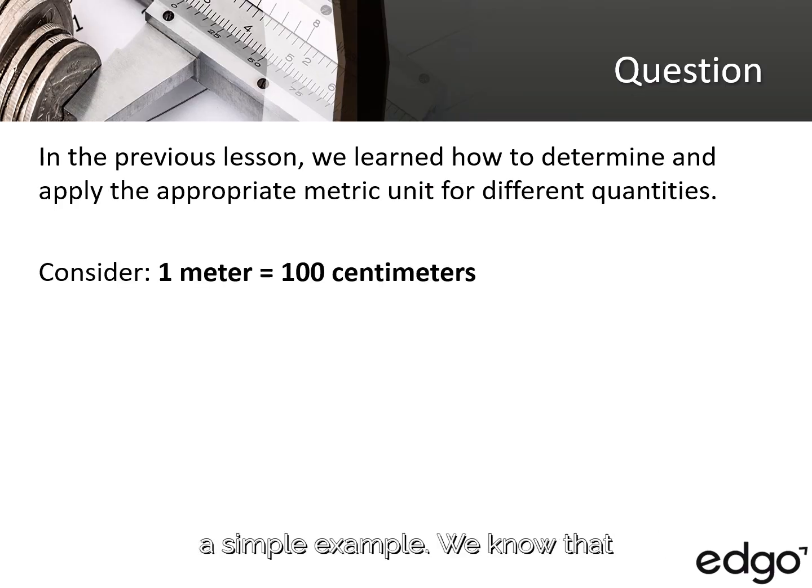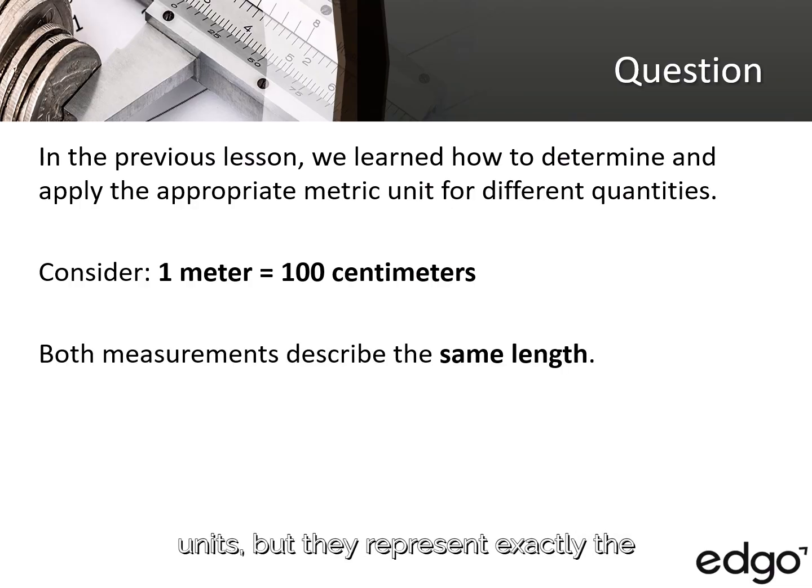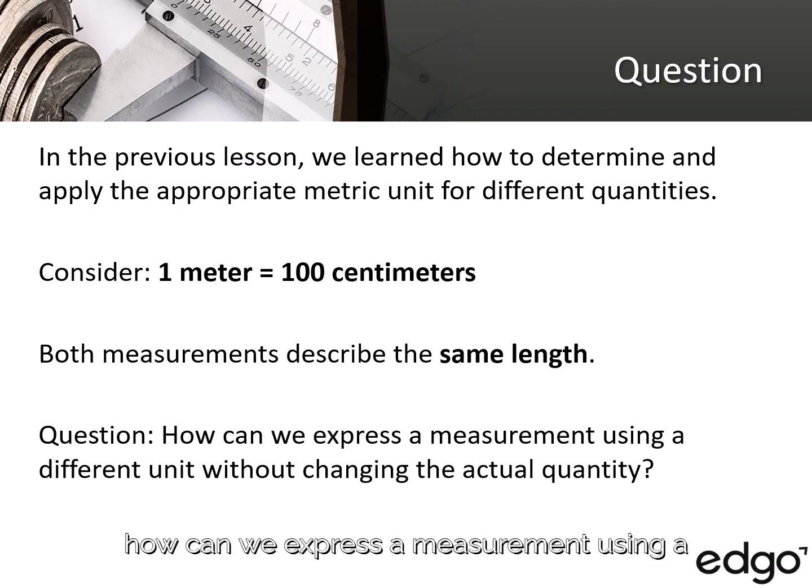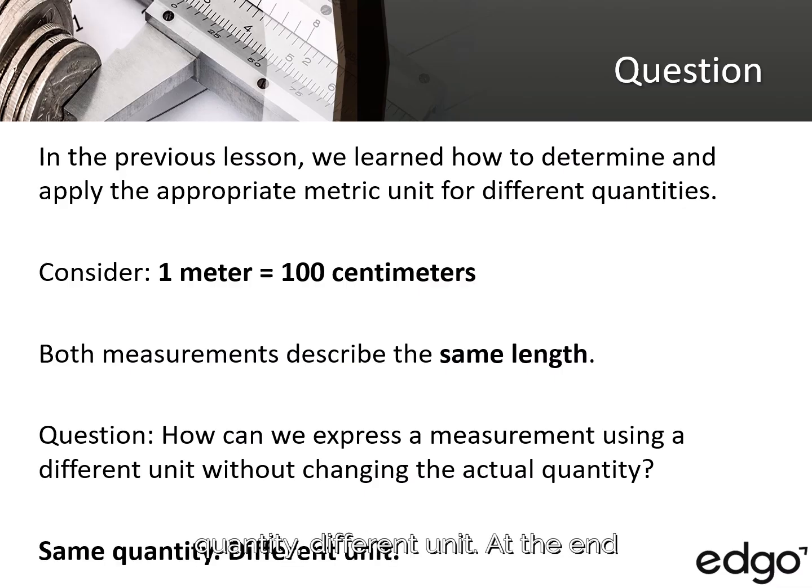We know that 1 meter is equal to 100 centimeters. These two measurements use different units, but they represent exactly the same length. So here's the question: how can we express a measurement using a different unit without changing the actual quantity? That's what unit conversion allows us to do: same quantity, different unit.